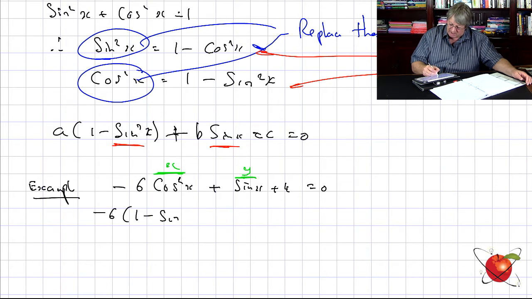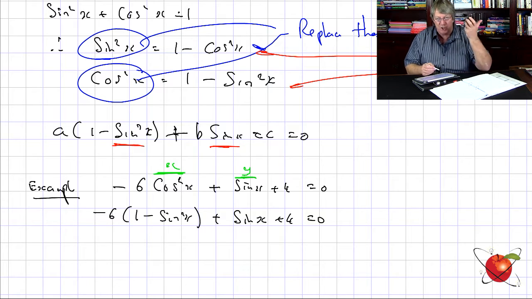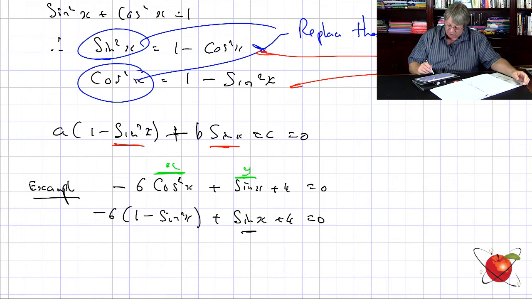Minus 6, 1 minus sine squared x plus sine x plus 4 equals 0. We always replace the square. It's the square replacement that we do. We don't replace that, because if we replace this one, we would end up with square roots, and that brings us to the K method, and we don't want that. Would you get the same answer? Probably not, because there are so many mistakes that we're going to make along the road.